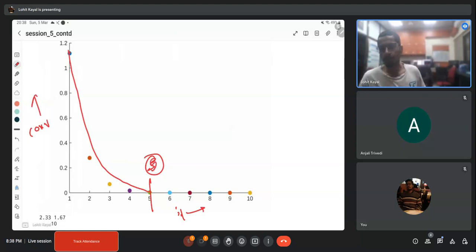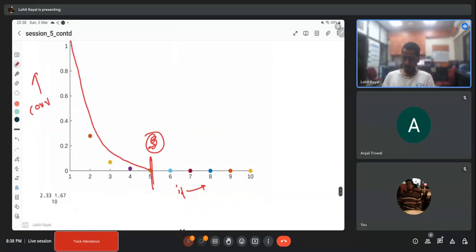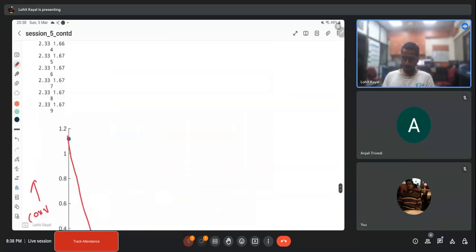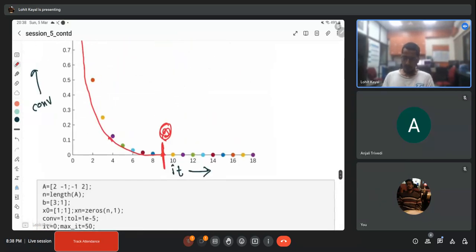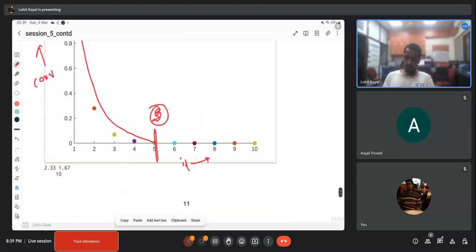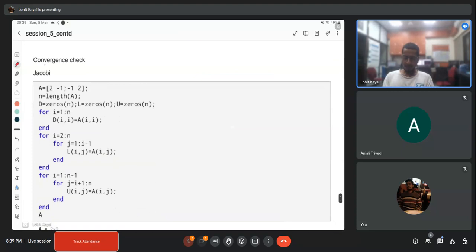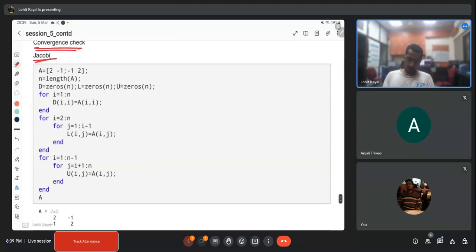Now the obvious question is, what is the reason? Gauss-Seidel converges just after 5 iteration steps, but Jacobi took 9 iteration steps to go to 0. So in order to understand that, I did this convergence check. I will not go over the code.